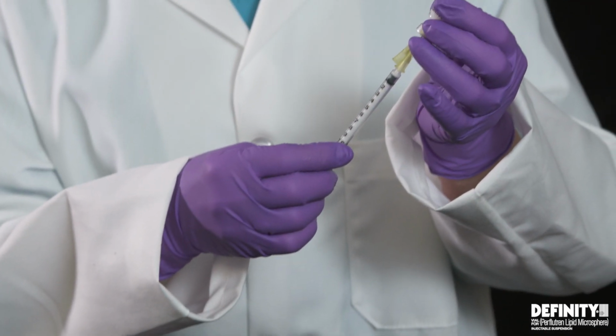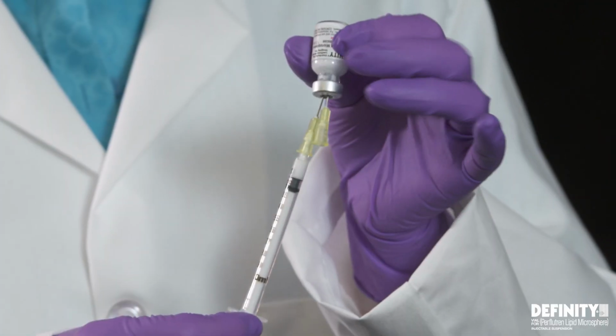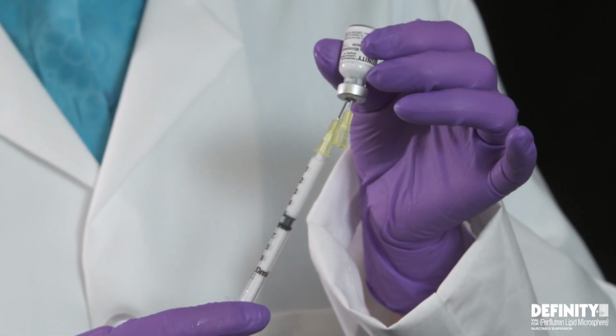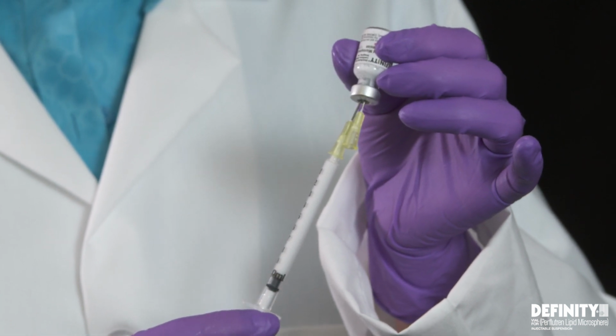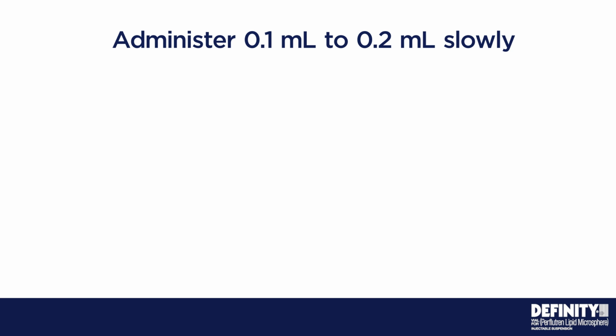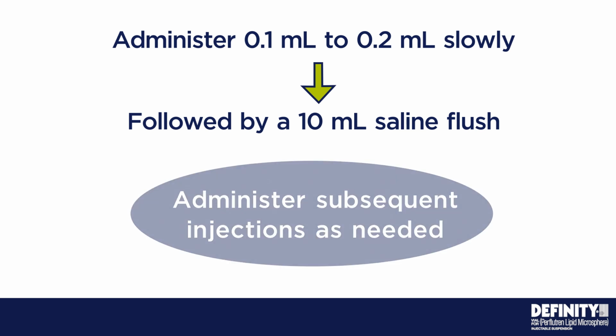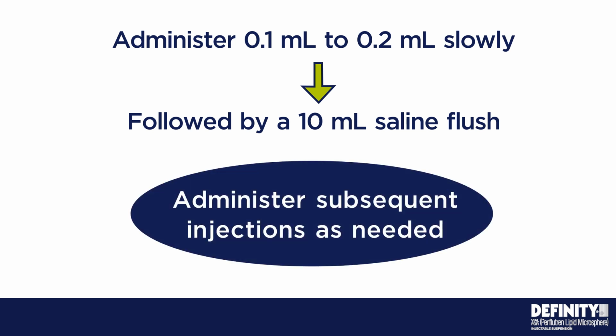Invert the DEFINITY vial and ensure the needle tip is positioned approximately in the middle of the suspension. Slowly withdraw 10 microliters per kilogram of activated DEFINITY. Administer 0.1 milliliter to 0.2 milliliter slowly, followed by a 10 milliliter saline flush. Administer subsequent injections as needed.